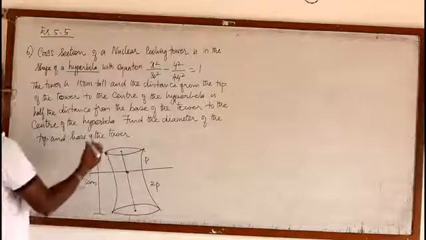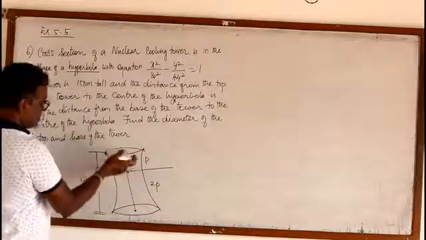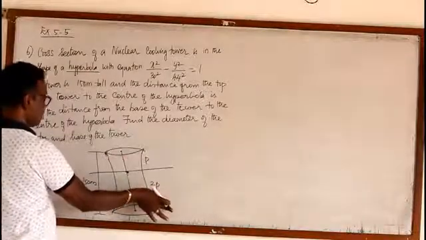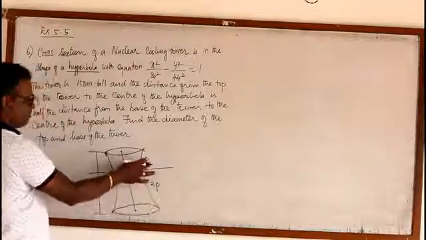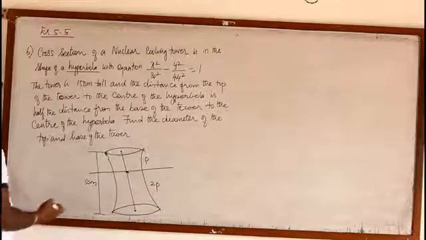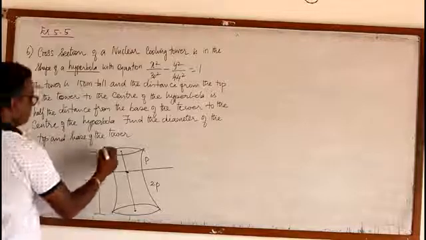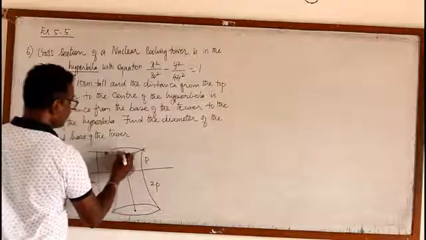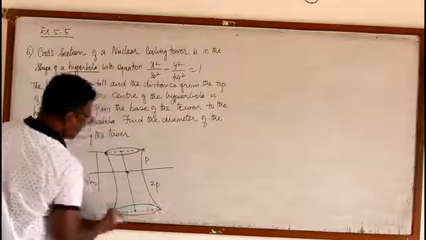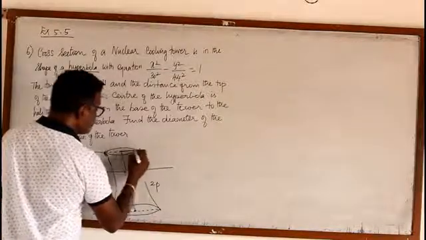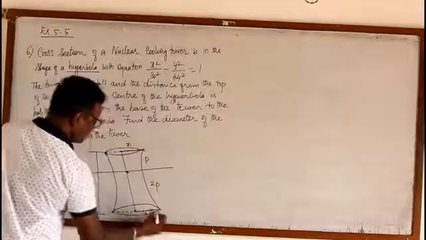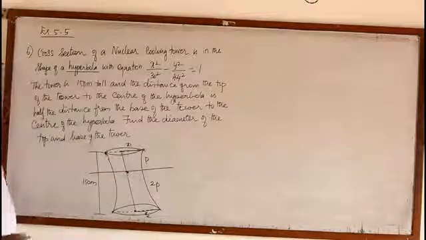Okay. Now they are asking, are you understanding? So this is half of the distance from the bottom. So if I take this one as p, this will be p by 2. Instead, we shall take this one as 2p, then this will be p. Then find the diameter of the top and bottom. So they are asking the diameter of the top of the tower and the diameter of the base of the tower. So if I take this one as x1 and this as x2, I have to find 2x1 and 2x2.